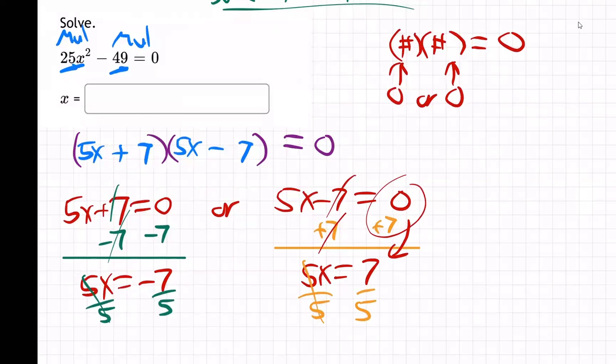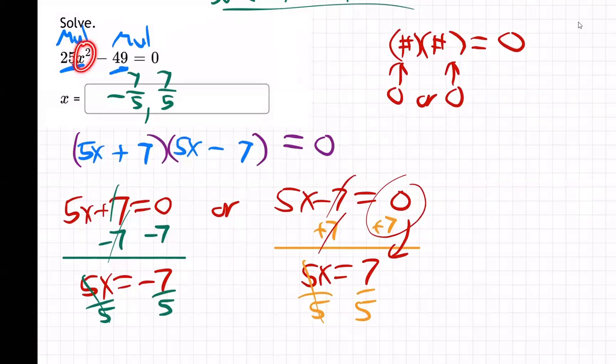So we actually got 2 answers. Our answers are negative 7/5, comma, positive 7/5. You can put them in either order. You can put the positive one first and the negative, doesn't matter. But you got to put the 2 answers and separate them with a comma like that. Those are the 2 answers that make that equation true.